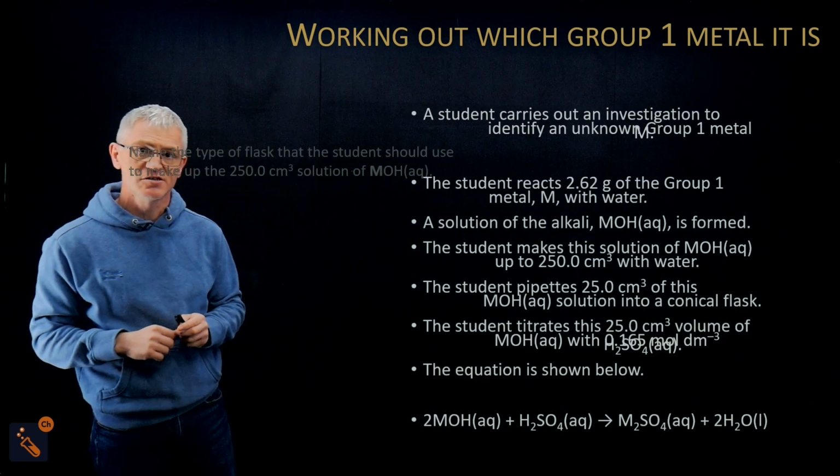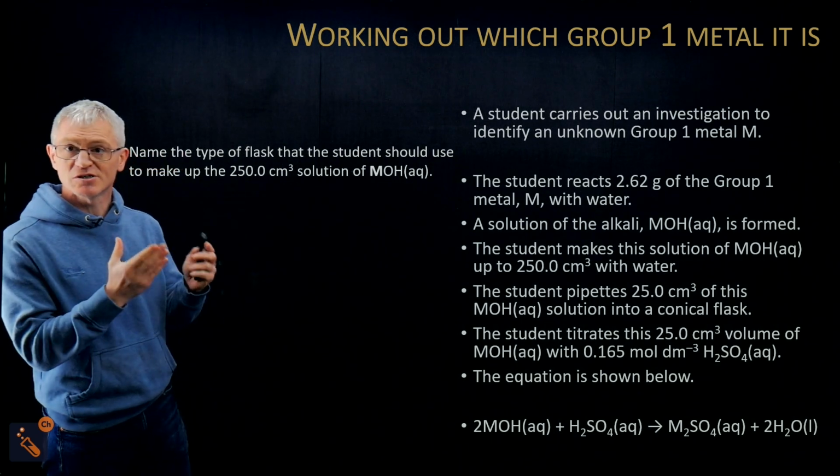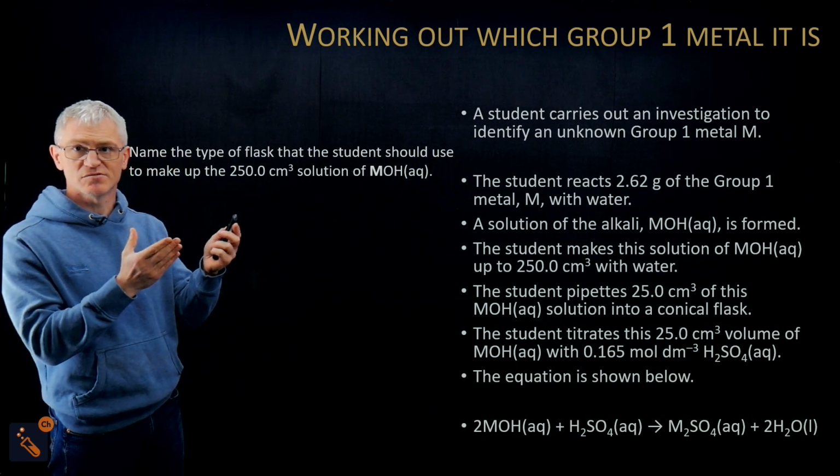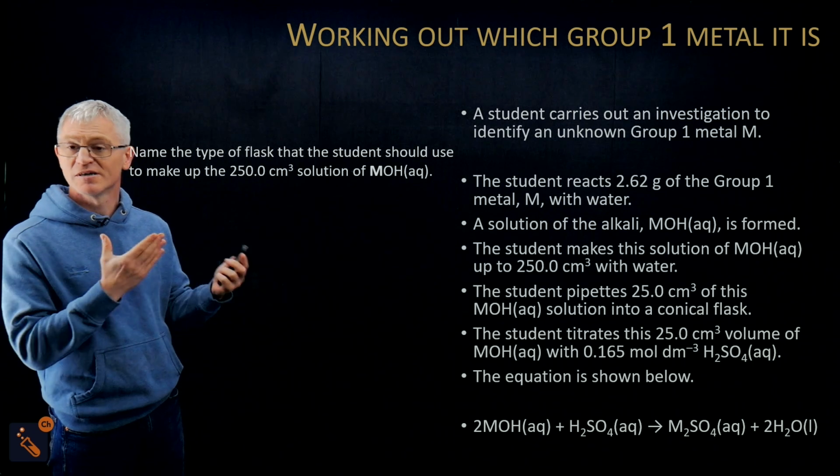Let's move this to the side. When we move to the side, you name the type of flask that students use to make up the 250 centimetres cubed solution. Is your first question.